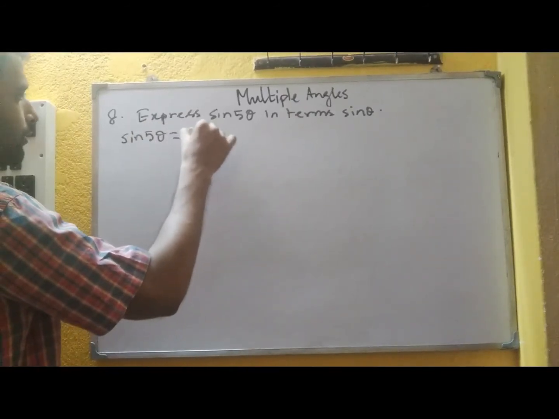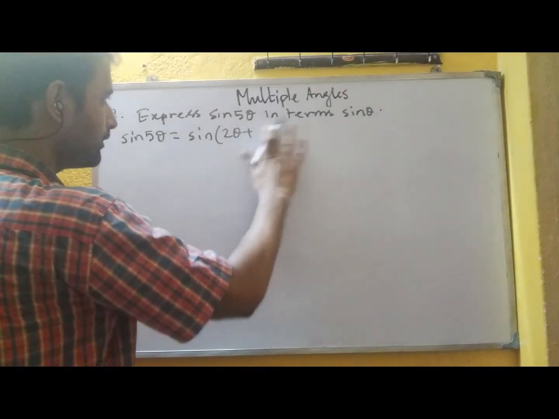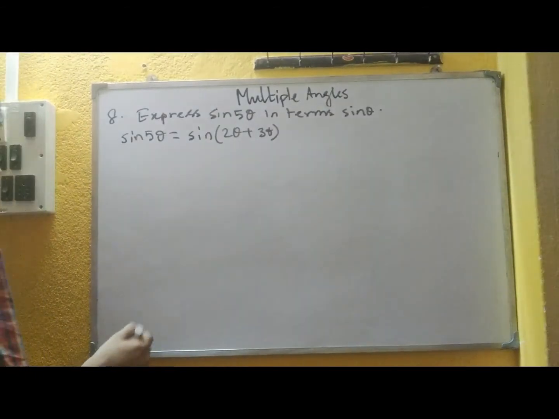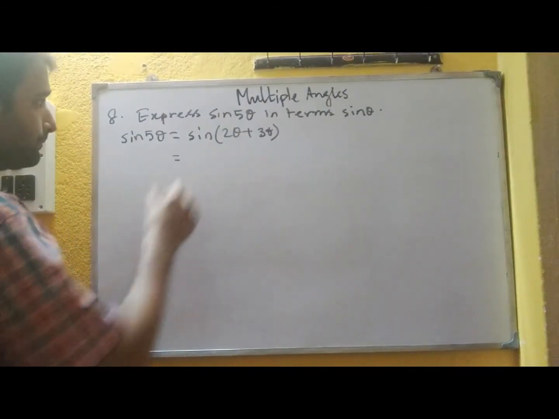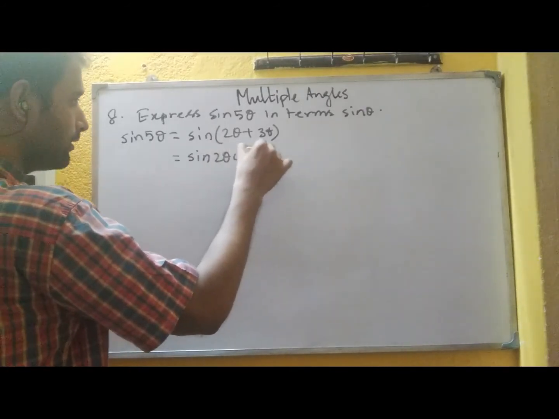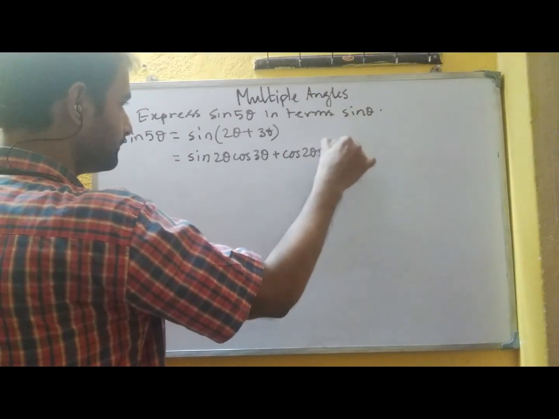We can write it as sin of 2 theta plus 3 theta. So this 2 theta plus 3 theta. And with this we can apply the formula of sin A plus B. Then it will convert to sin 2 theta cos 3 theta plus cos 2 theta sin 3 theta.